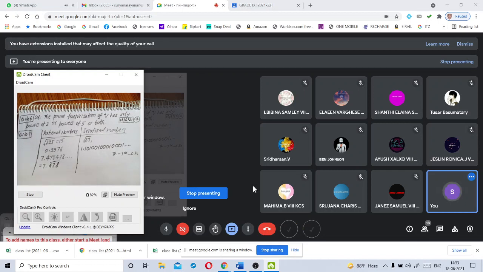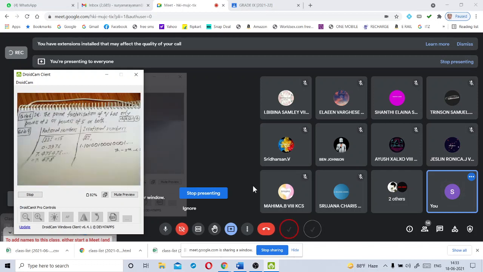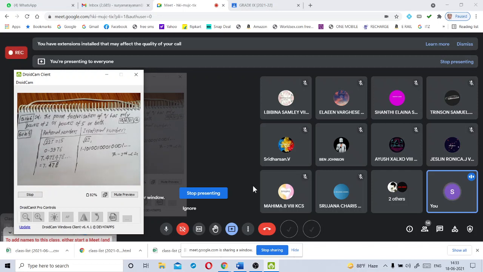Rational numbers and irrational numbers together make up real numbers. We have discussed this point also in the previous class. Yes, good afternoon, my dear. So, all the rational numbers and irrational numbers together make up the collection of real numbers.